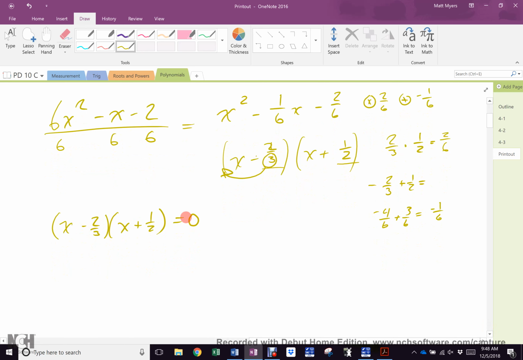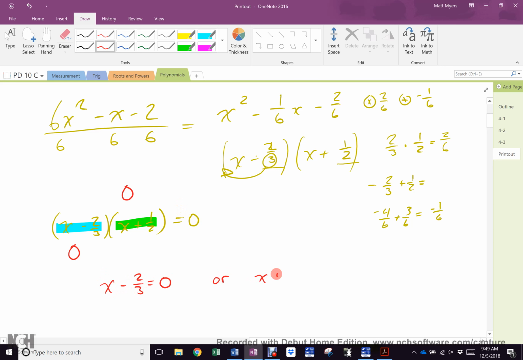That times that equals 0, right? Which means either the blue or the green, one of those would have to equal 0 for this to be true. Does everybody agree with me? If this is 0, then whatever this is, the answer is going to be 0. If this is 0, then whatever this answer is, that's going to be 0, right? So either x minus 2/3 has to equal 0, or x plus 1/2 has to equal 0. Everybody agree? If either one of those is 0, this is going to be true, right?